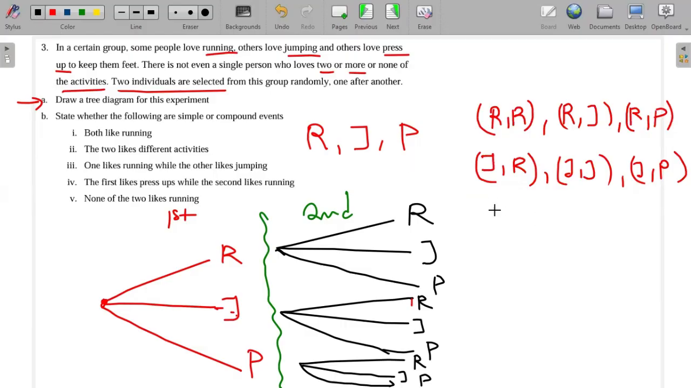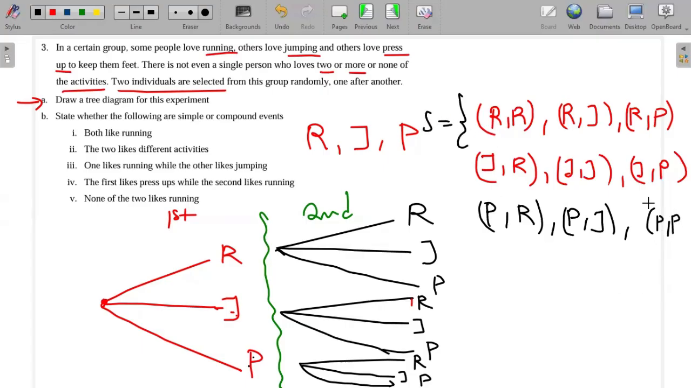Or the outcome is that I can pick the one for press ups and then the one for running. So I'm press ups here and then I go to the running, or press ups and then I go to the jumping. Okay, or it can be press ups here and then I go to press ups again. So P and P. So this one here I'm going to say is my set S. So it's a set of all the possible outcomes, like that. Okay, so that is my sample space from my tree diagram.